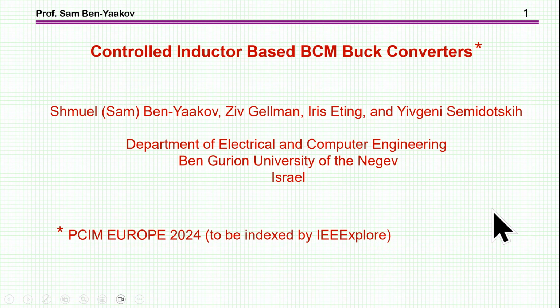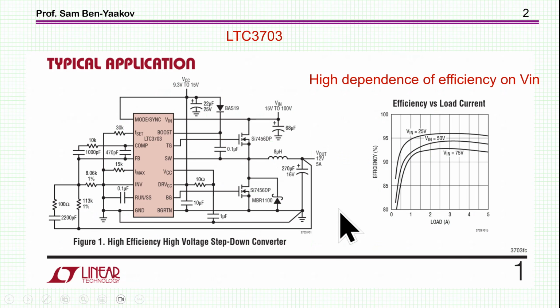This is a summary of a paper presented at PCIM Europe 2024 and to be indexed by IEEE Xplore. The paper is by myself, Ziv Gelman, Iris Etting, Evgeny Smidochky, and the work was actually done by Ziv and Iris as part of their undergraduate engineering project at Ben-Gurion University of the Negev. The objective of this work was to improve the efficiency at low power and higher voltage of a buck converter.